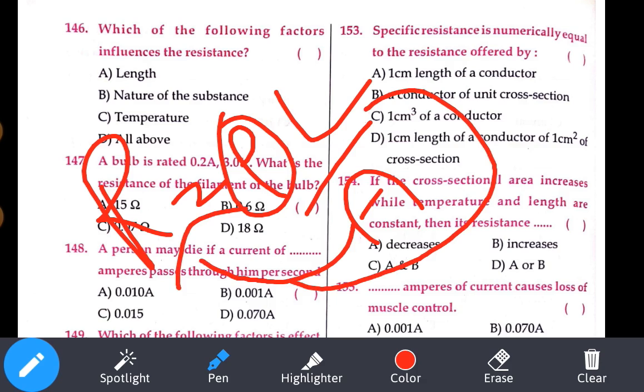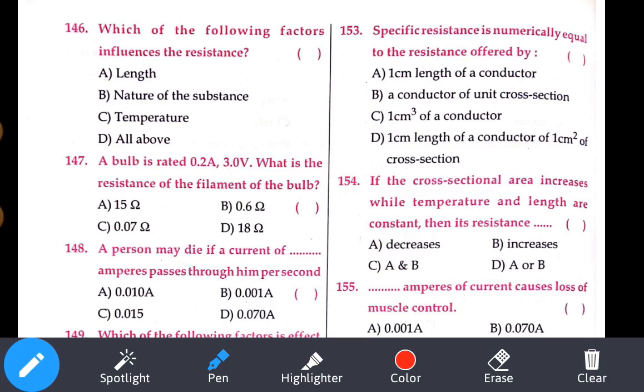So if you observe here, length can be measured in meter or centimeter. Here, if you observe the options, 1 centimeter of the length of the conductor and 1 centimeter square of area of cross section. So it will be our option number D. Okay, let's see the question number 154.